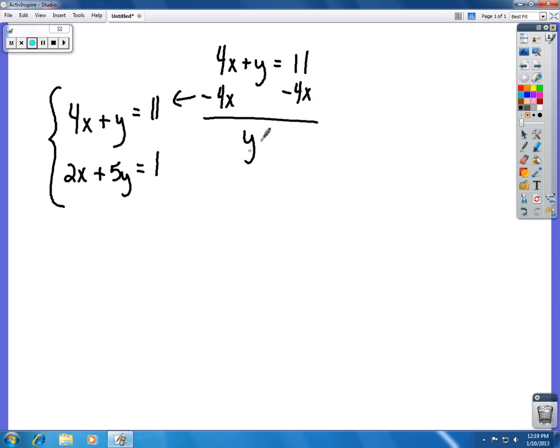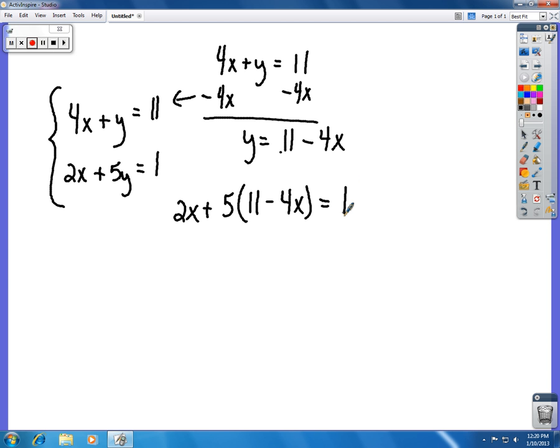And that would give me y equals 11 minus 4x, because we can't combine the 11 and the 4x because they're not like terms. The 11 doesn't have an x attached to it, so you can't combine those two terms. So you're just going to get 11 minus that 4x. And now I'm going to plug this in for y into this second equation, the one I haven't used yet. So I now have 2x plus 5 times all of this. This whole thing is now what is becoming y. So we've got 5 times 11 minus 4x, and that's going to equal 1.